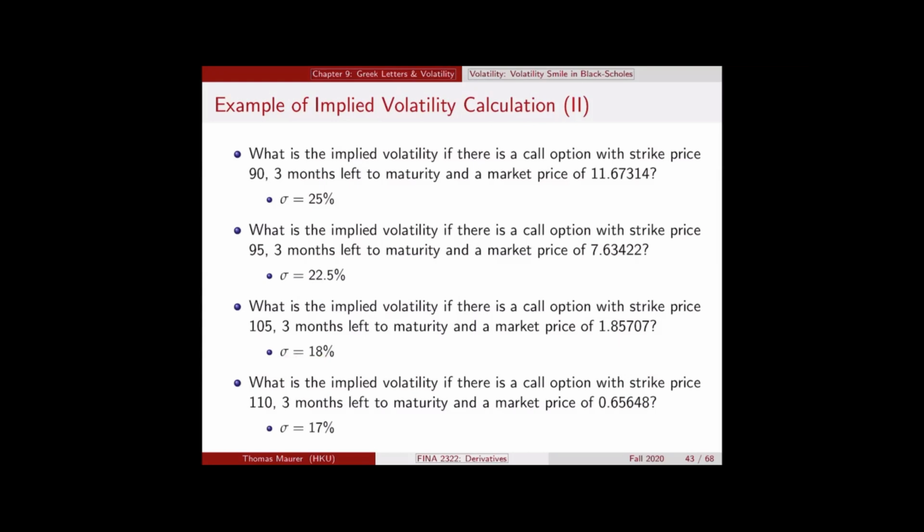And then we have one more example. Let's say the strike price is $110, 3 months left to maturity, and the market price is 65.648 cents. Then you would find an implied volatility of 17%. Again, I encourage you to use these values, put them into the Black-Scholes formula, and verify that you exactly get these prices. You can do that as an exercise.